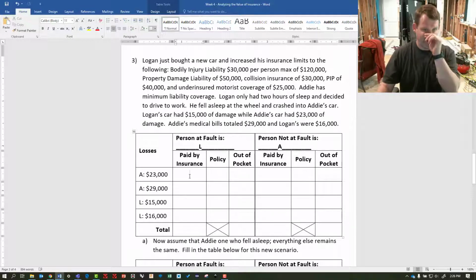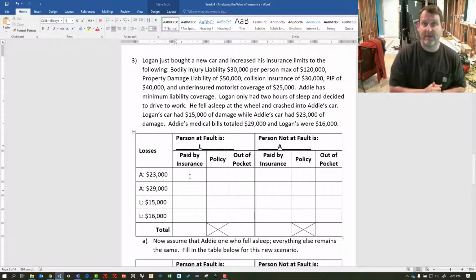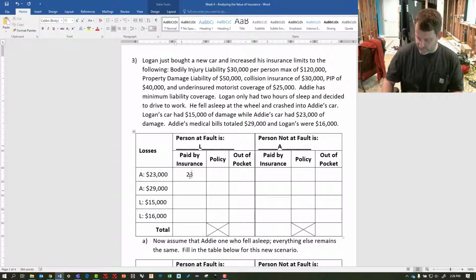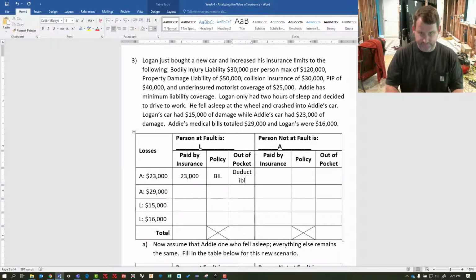So let's go through this. Logan's insurance has bodily injury liability covering the other person for up to $30,000 per person. So all of this gets paid by Logan's insurance, $23,000, and that's paid by his bodily injury liability. His out of pocket for that is just going to be his deductible. Addie's policy won't pay for her medical bills because they're fully covered, and her out-of-pocket is $0.